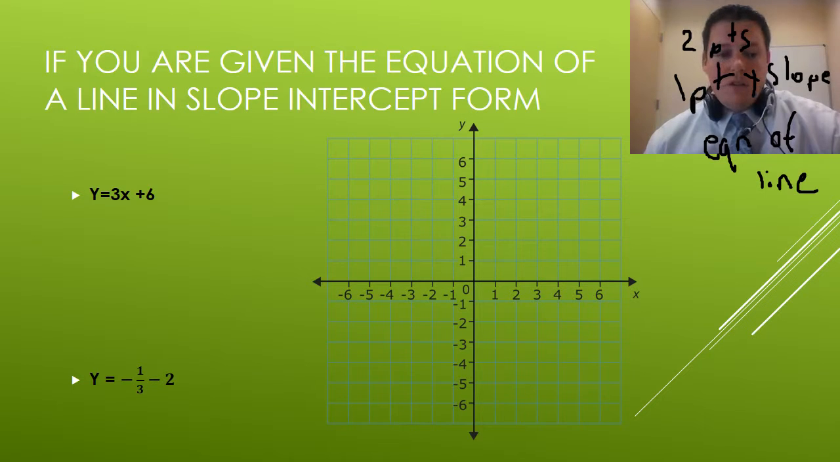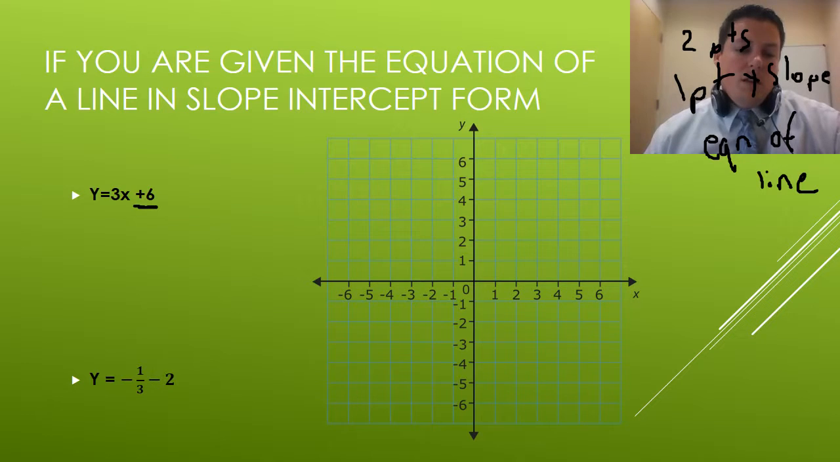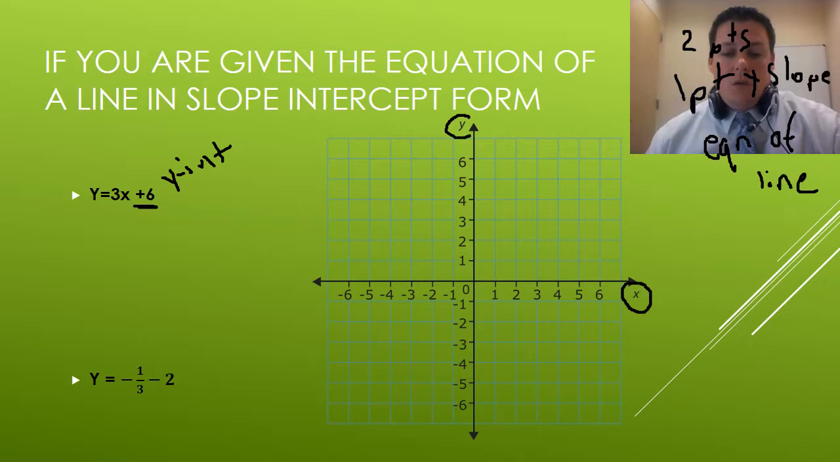So if we look at this first equation here, y equals 3x plus 6. Remember, this last part here is the y-intercept. Okay, and if we're looking at our coordinate plane, the x-axis is across, the y-axis is to the sky. So if we're looking for y-intercept, this is the point that crosses the y-axis. So this is telling us our line crosses the y-axis at positive 6. So that's going to give us our first point.